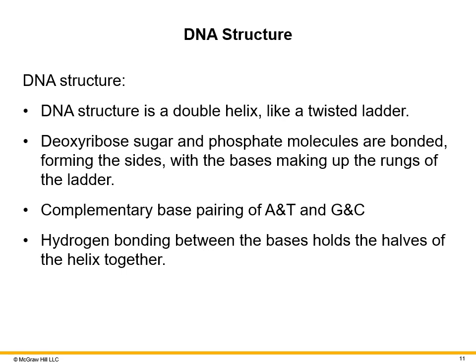DNA is a double helix, like a twisted ladder. Deoxyribose sugar and phosphate molecules are bonded. They form the backbone or the sides of the DNA, with the bases making up the rungs of the ladder, being in the middle. A is going to match with T nucleotides, and G is going to match with C nucleotides. Hydrogen bonding between the bases, AT and GC, holds the halves of the helix together.